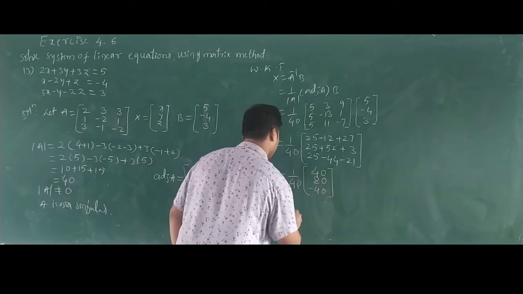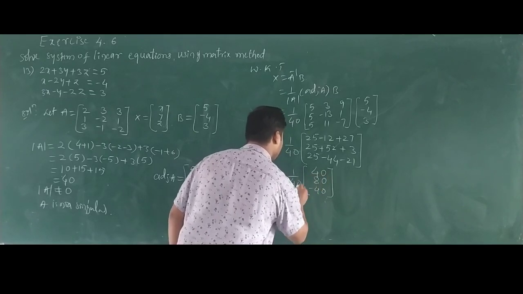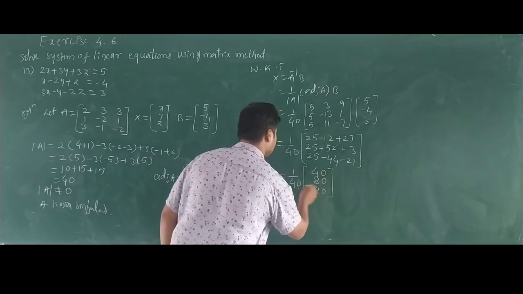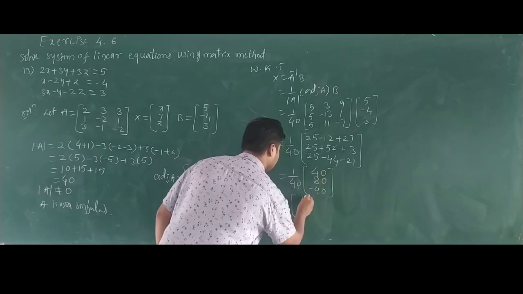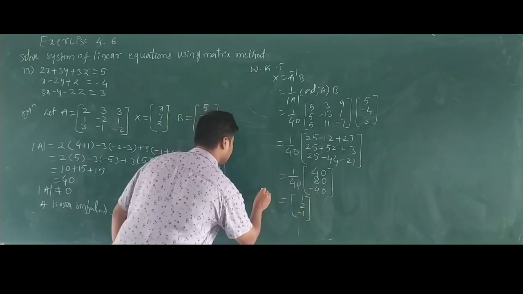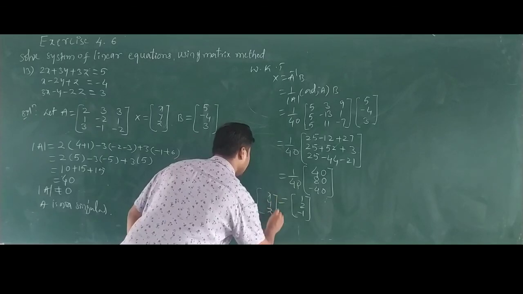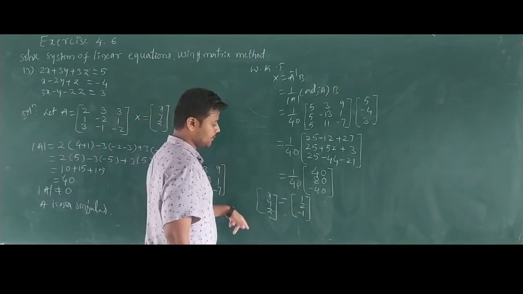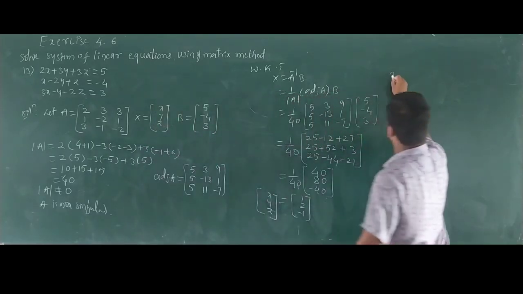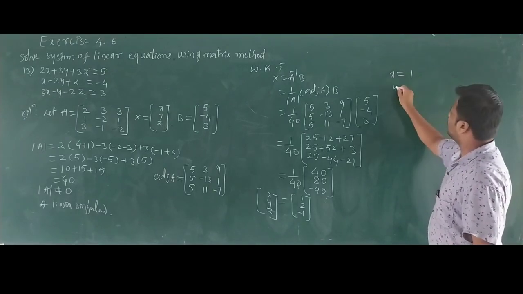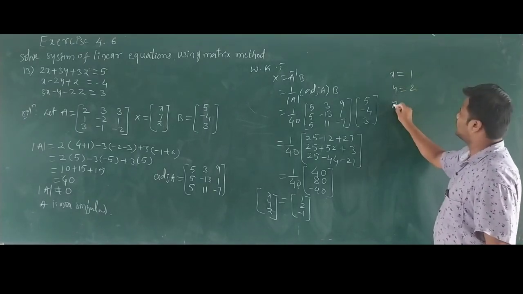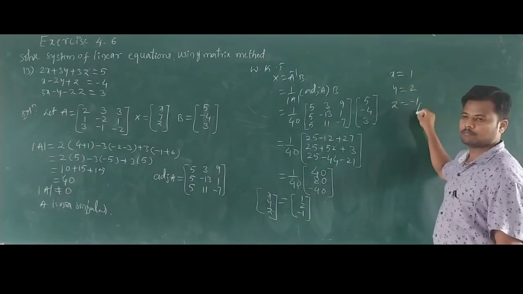Why are we multiplying? 40 by 40 is 1, 80 by 40 is 2, minus 40 by 40 is minus 1. So this is nothing but x, y, z. So this implies x equal to 1, y equal to 2 and z equal to minus 1.